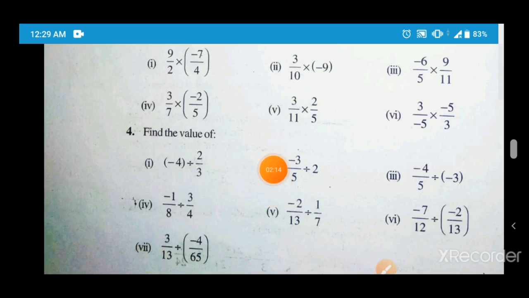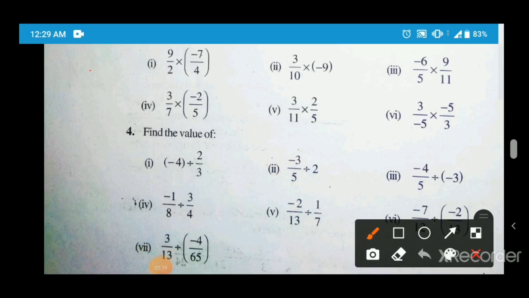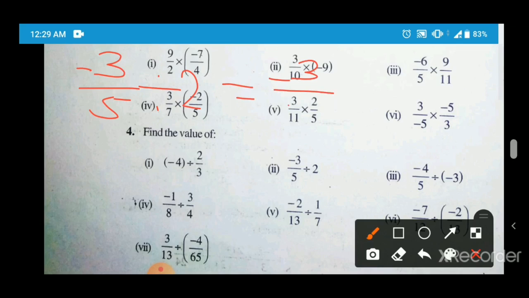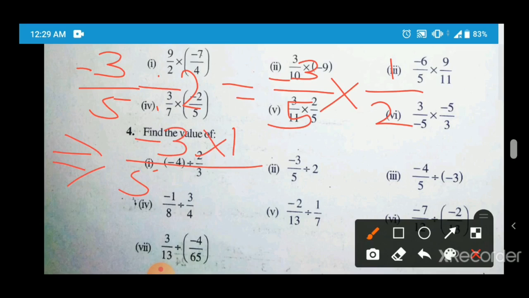Now the second part: minus 3 upon 5 divided by 2. So now we write it is minus 3 upon 5 divided by 2, or we can write like this, it is minus 3 upon 5 multiplied by 1 upon 2. So it shows that minus 3 multiplied by 1 upon 5 multiplied by 2. This is equal to minus 3 upon 10. This is our answer.